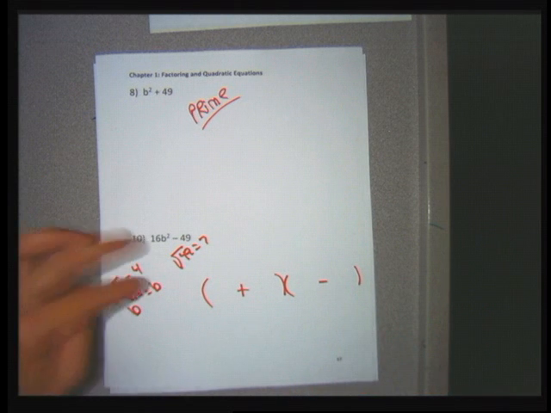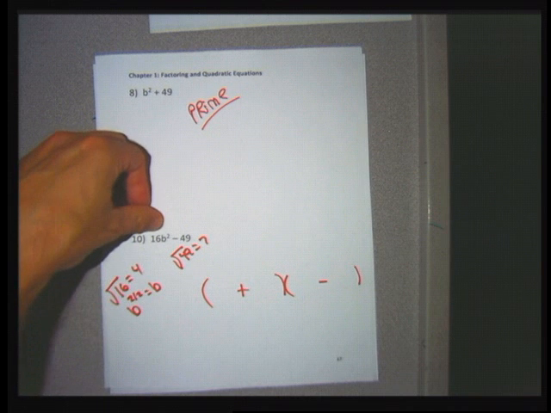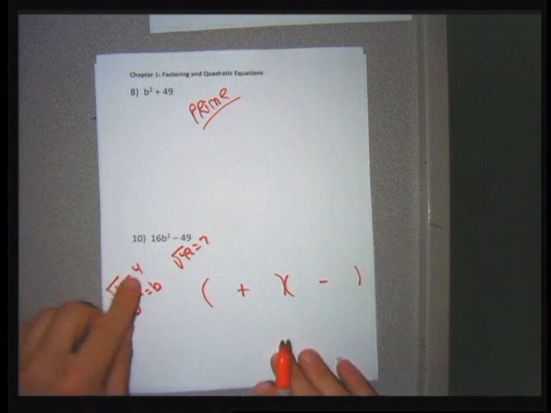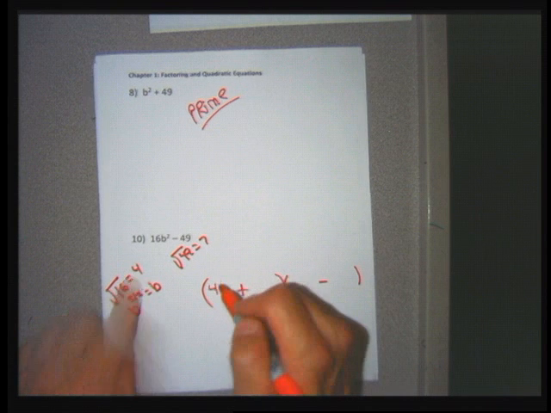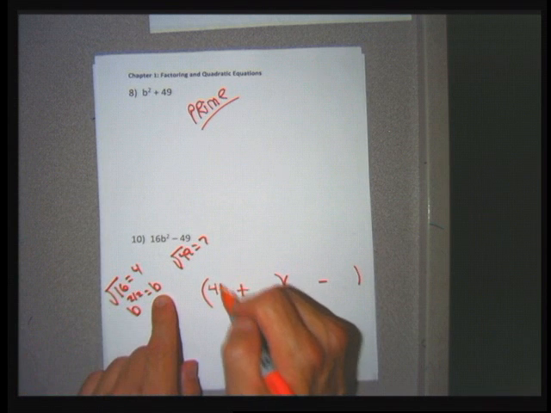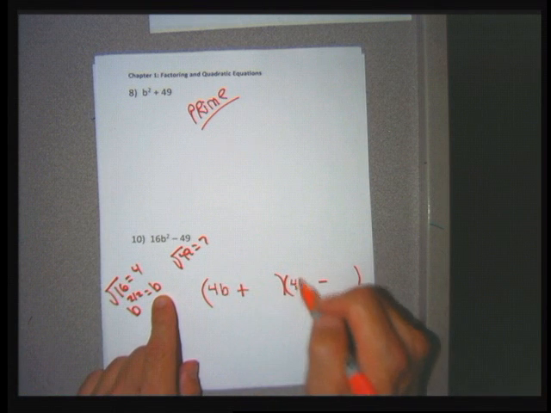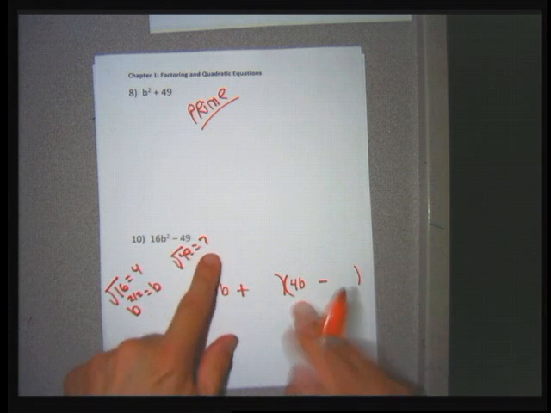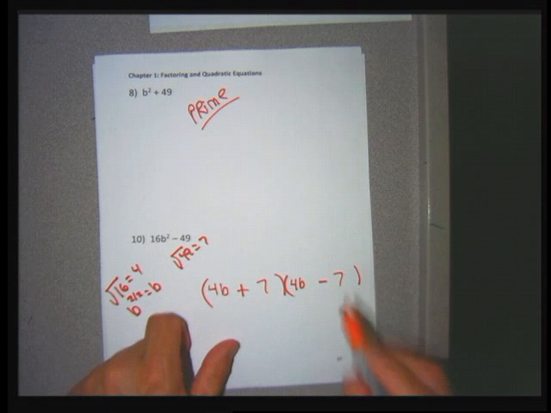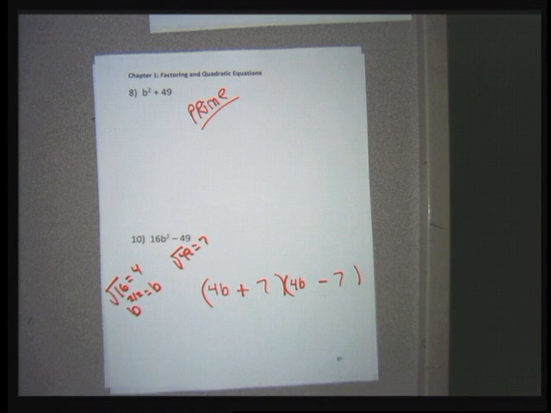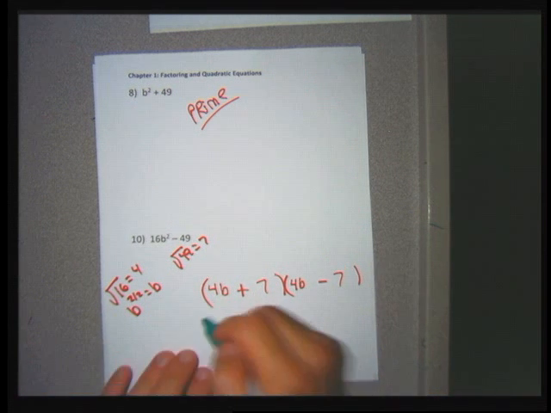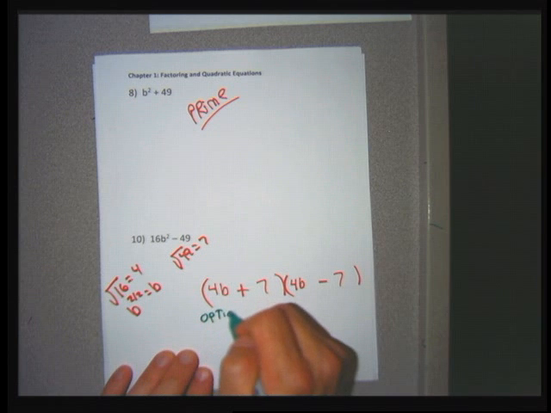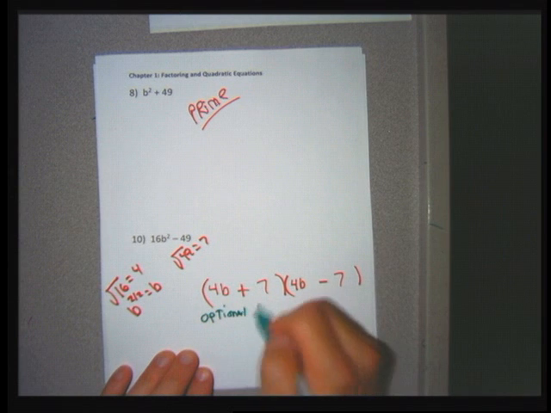To the left, I need to transform the 16b squared. I do that by square rooting the 16 and getting 4, dividing the exponent of the b by 2 and getting b to the first power. So the 16b squared splits into the firsts, the 49 splits into the lasts. And that's my answer. Again, I could check this, but you certainly don't have to. It's optional, but you can check.